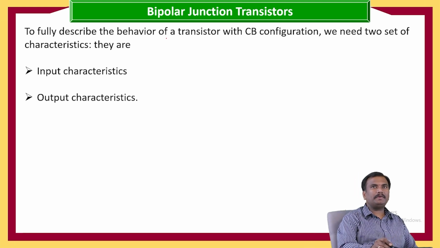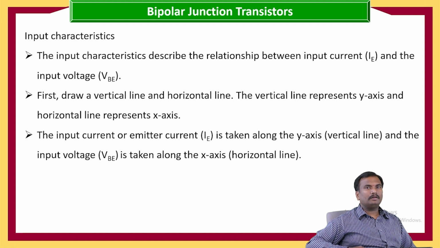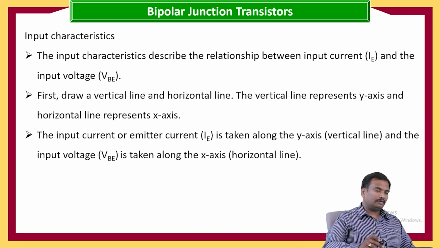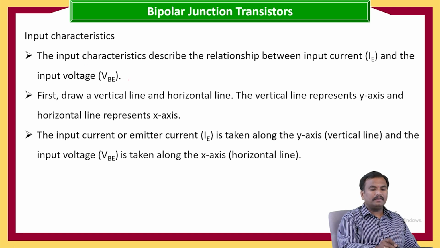To fully describe the behavior of a transistor with CB configuration, we need two sets of characteristics. They are input characteristics and output characteristics. First, we will go with the input characteristics. The input characteristics describe the relationship between input current and the input voltage, that is, emitter current and base to emitter voltage.